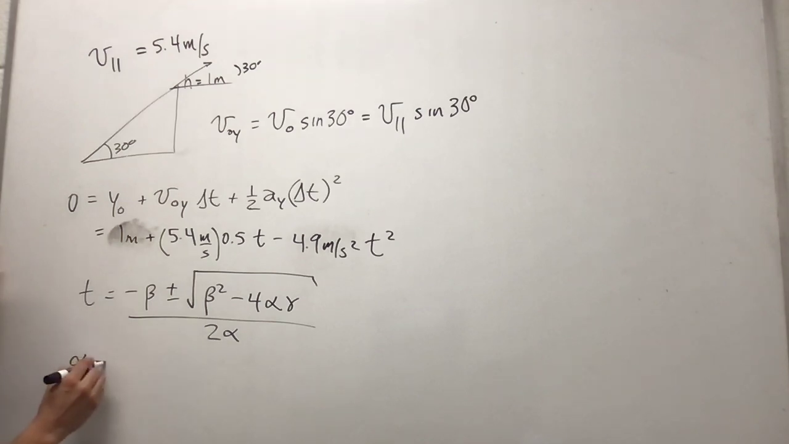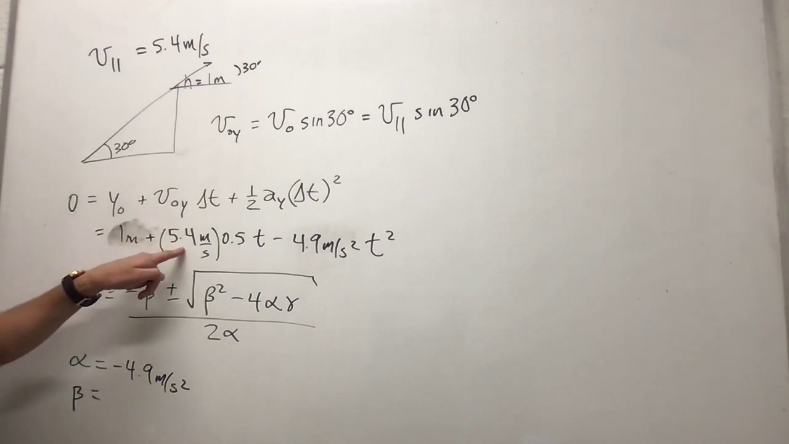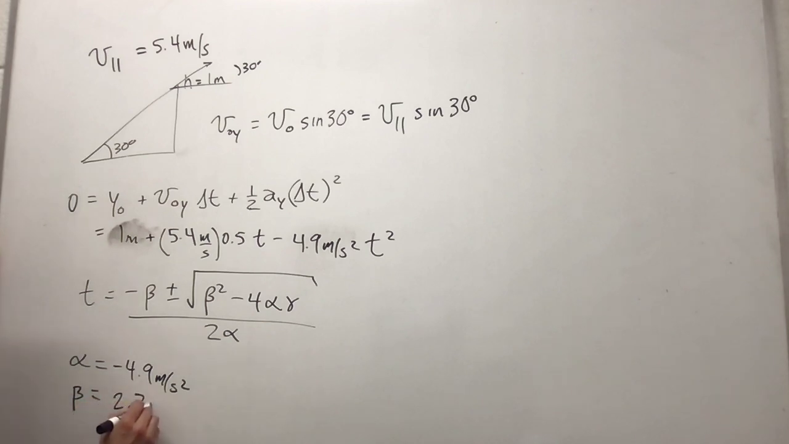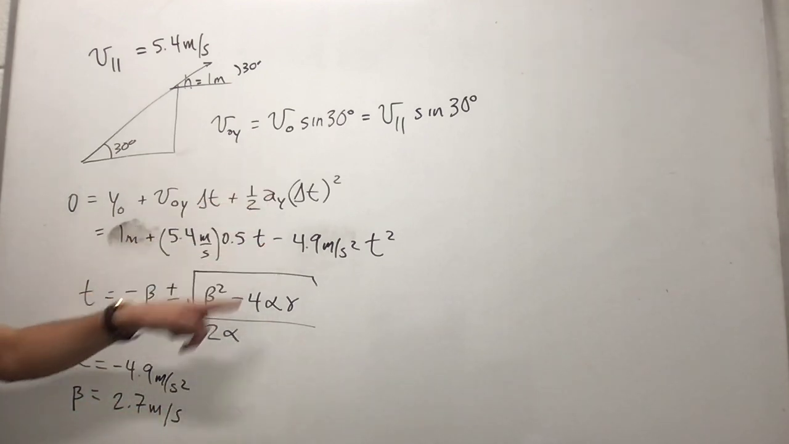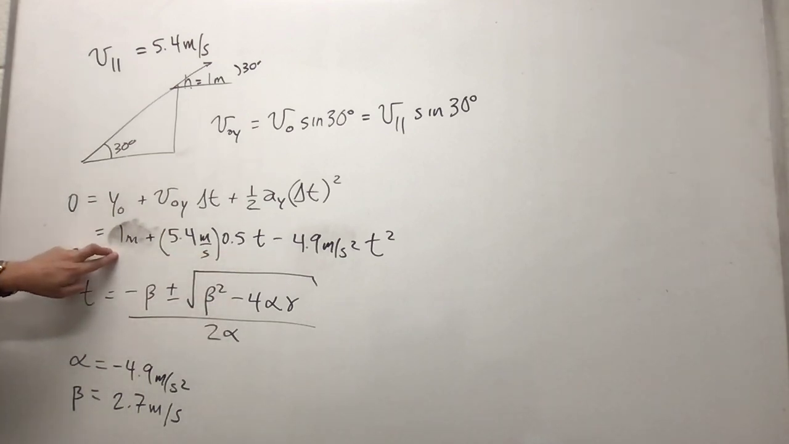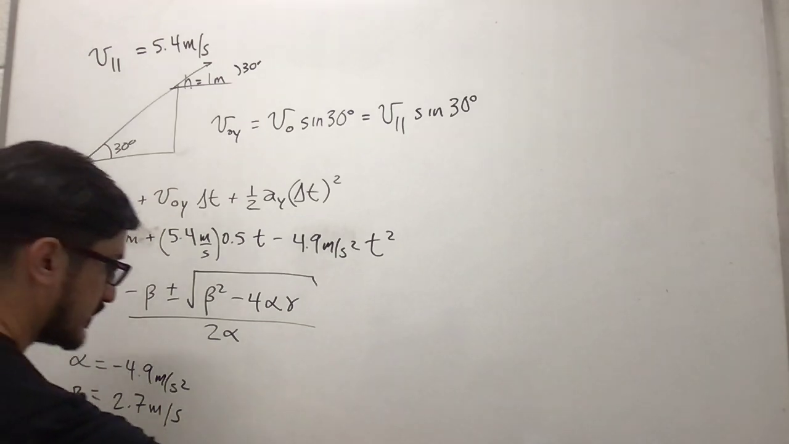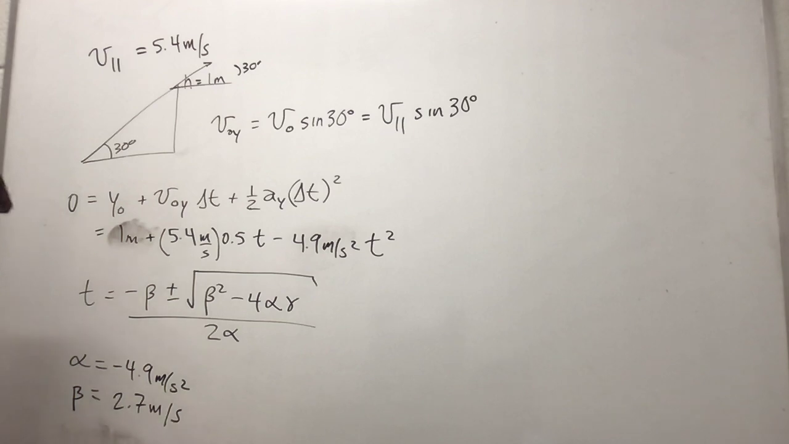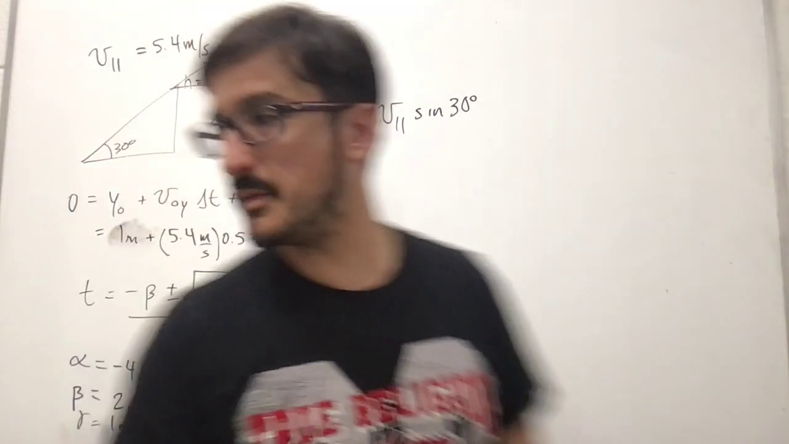Okay, so alpha has the quadratic component, so it's going to be minus 4.9 meters per second squared. Beta is 2.7, so 5.4 times 0.5, 2.7 meters per second. It has the linear component, or the linear term. And this one, the gamma, is just 1 meter. So you can still see it there. Then I just have to plug these numbers into this formula to get the time.